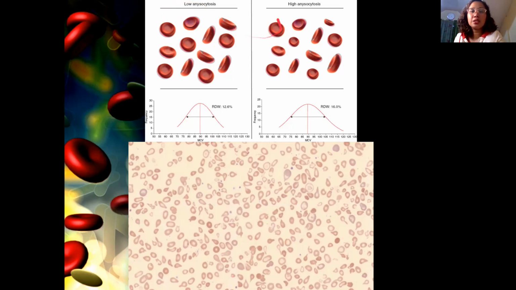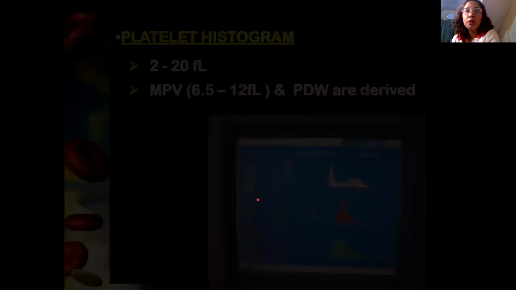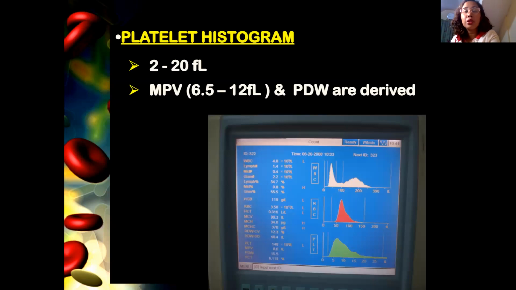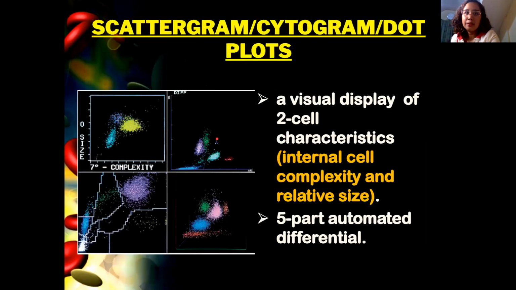If there is high RDW, there could be more extreme anisocytosis. So for this one, the RDW might still be around 16%. Just looking at the RDW, you already know what to expect on the blood smear. And also the platelet histogram. Because sometimes there are normal-sized platelets, and sometimes there are giant platelets. So looking at the histogram will guide you on the shapes of the platelets.